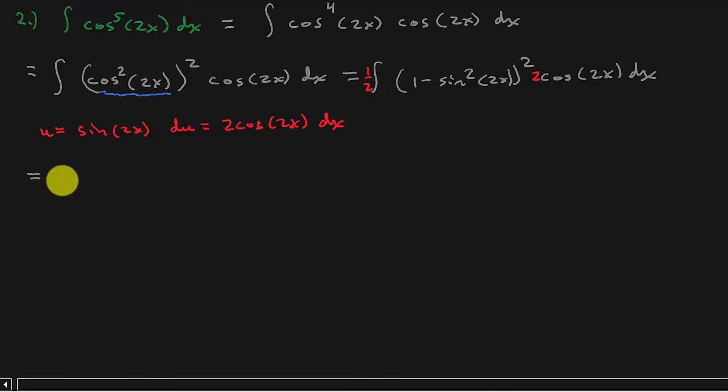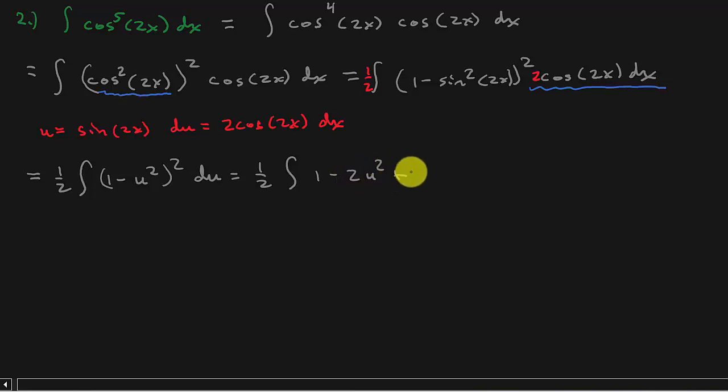So that is going to give me 1/2 times the integral of 1 minus u squared. I'm replacing sine 2x with u, and then remember, all that is squared. And then all of this gets replaced with du. And so this is going to give me 1/2 integral of 1 minus 2u squared plus u to the 4th du.